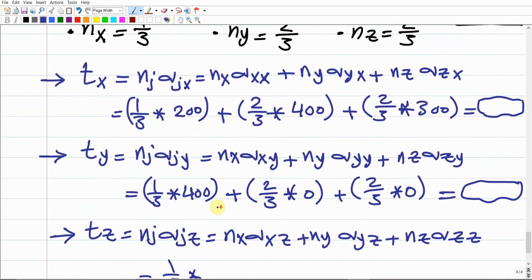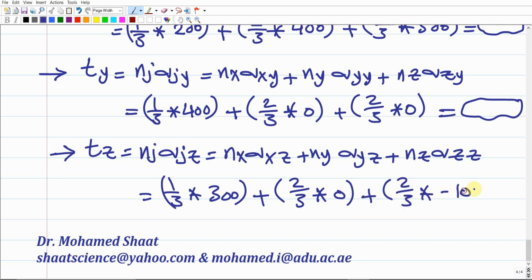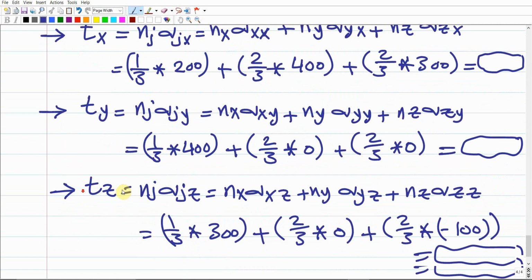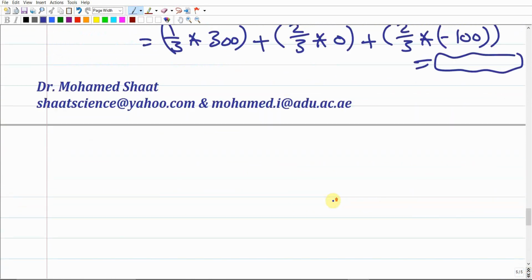So we do have here 300, plus the ny, which is 2/3, but this one is already 0, plus the 2 over 3 times the negative 100, which is sigma zz. If we did the calculation, we're gonna end up with a specific value. So these are the three components of the vector. We can then arrange them in a vector form. Like in this case, we can write here the t vector.